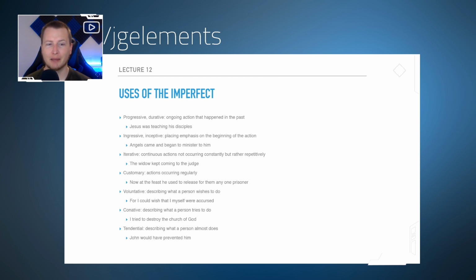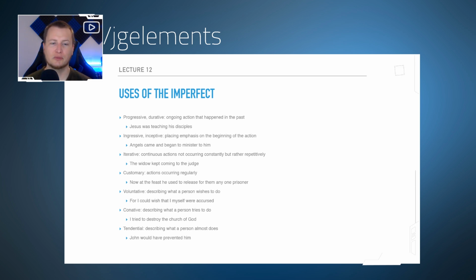It could be ingressive, inceptive, and that is, it's placing emphasis on the beginning of the action. So instead of translating it, he was teaching, it could be he taught. The example that Mounts gave is angels came and began to minister to him. Now there's iterative use, expressing continuous actions, not occurring constantly, but rather repetitively. So you might use the helping word kept. The widow kept coming to the judge.